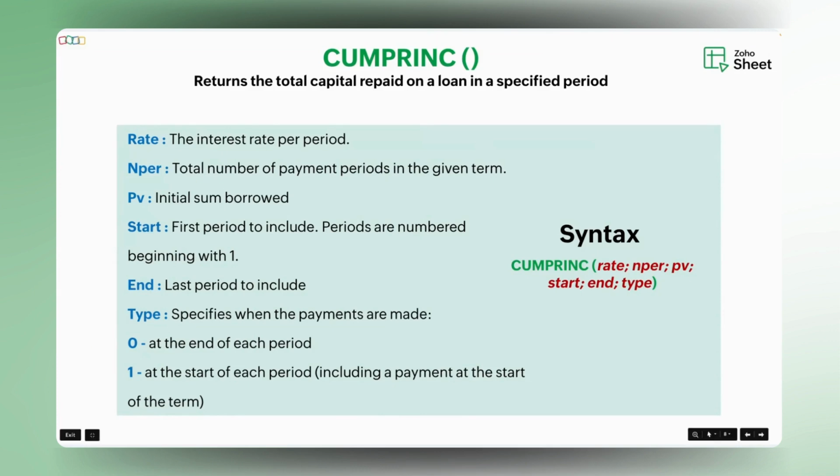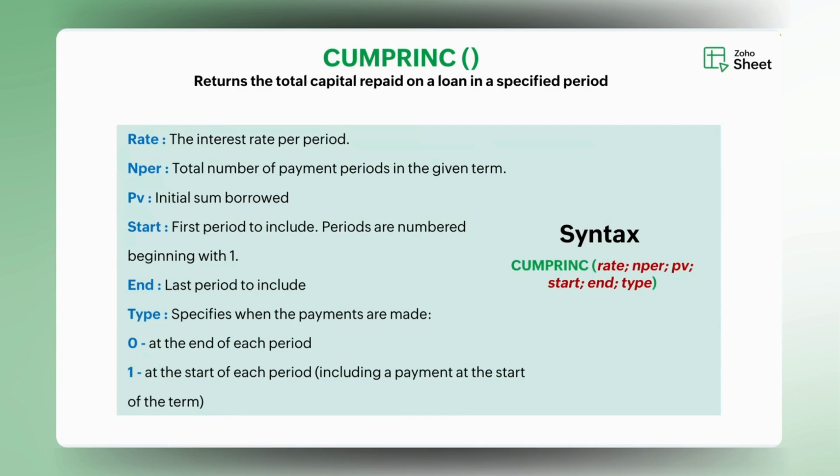It gives a clear breakdown of how much of your payments are going toward the loan principal versus just paying the interest. So this is the syntax. Rate is the interest rate per period. Nper stands for the total number of payment periods, and PV is the present value or the loan principal, the amount that you borrowed.